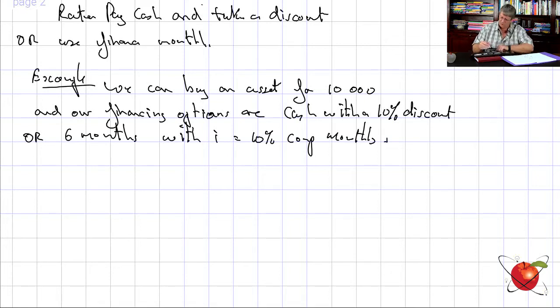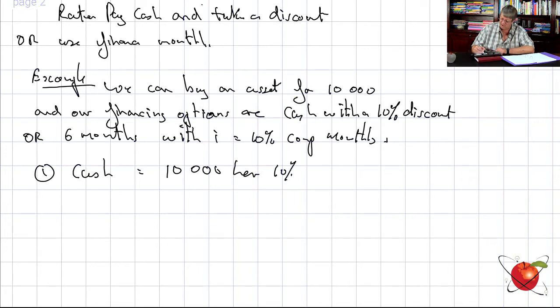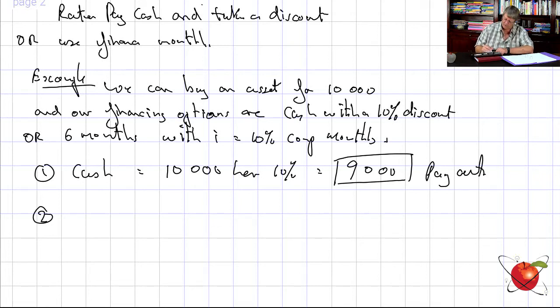So what do I do? Well, option 1, cash, is equal to 10,000 less 10%, which is therefore 9,000. We're going to pay out 9,000, and we walk away with the object.